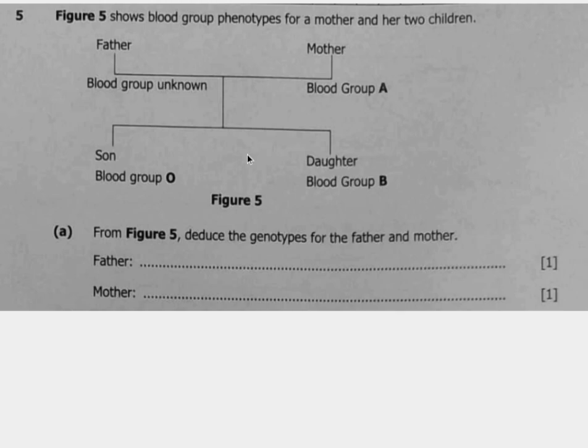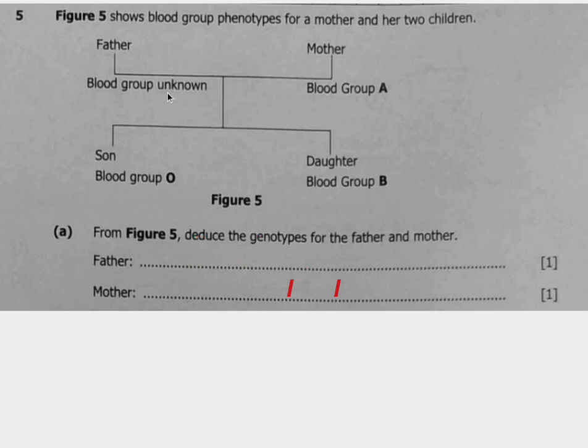When you talk of the genotypes, they are represented by alleles. So we're supposed to use letters. And you know that alleles occur in pairs. So the father has blood group B, and here we're going to say I to the power B and I to the power O. The mother, I to the power A and I to the power O. So that is how we are supposed to answer this question. If the question was saying from figure 5, deduce the phenotype, then you need to say the mother has blood group A and the father has blood group B. That's without using the alleles, if it was the phenotype.